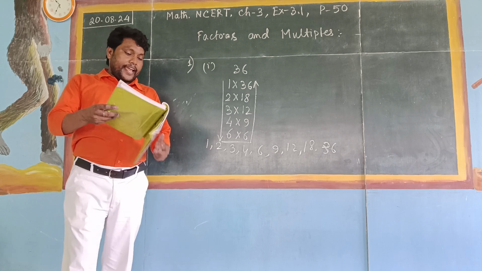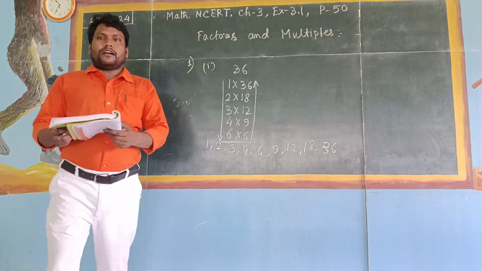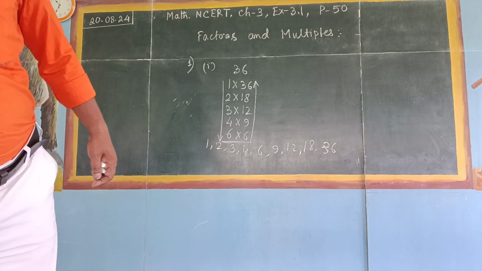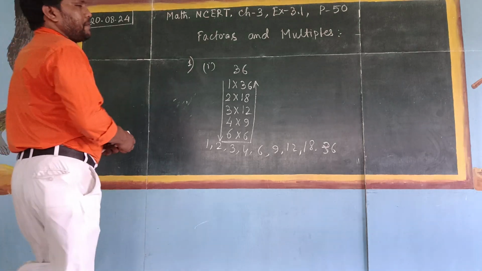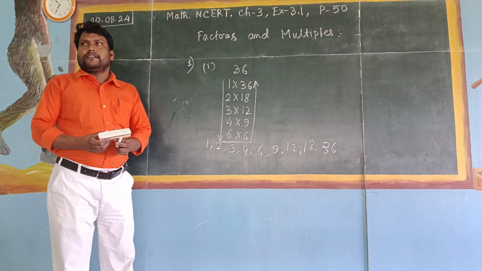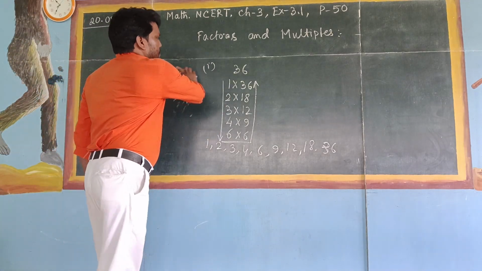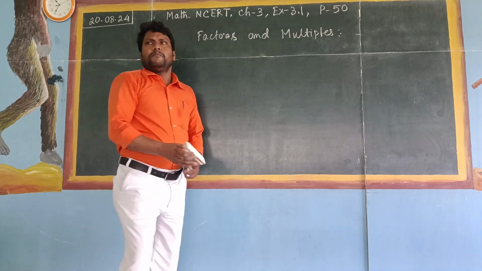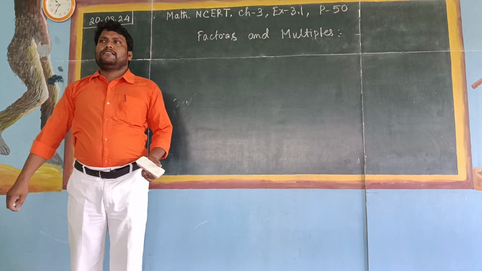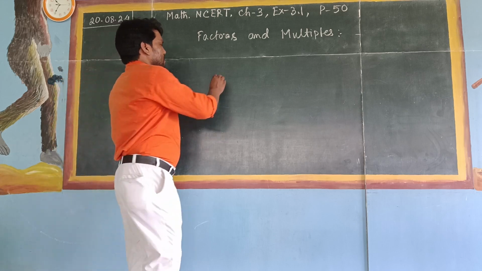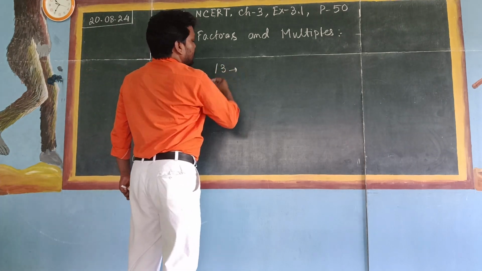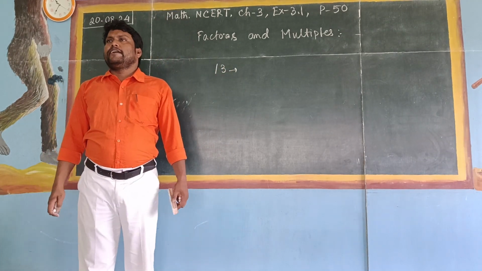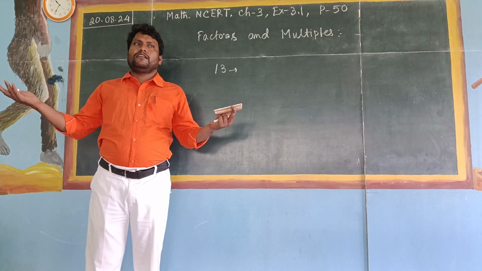Okay. Next, come to the next point, that is multiples. Multiples means the total multiplication table. Suppose multiples of 13. Write 5 multiples of 13. You may write any 5.